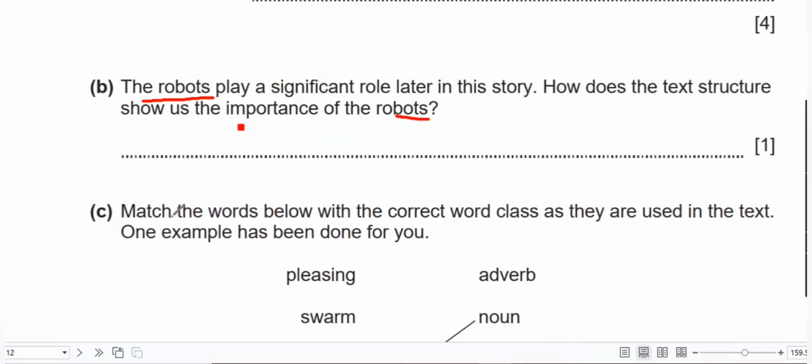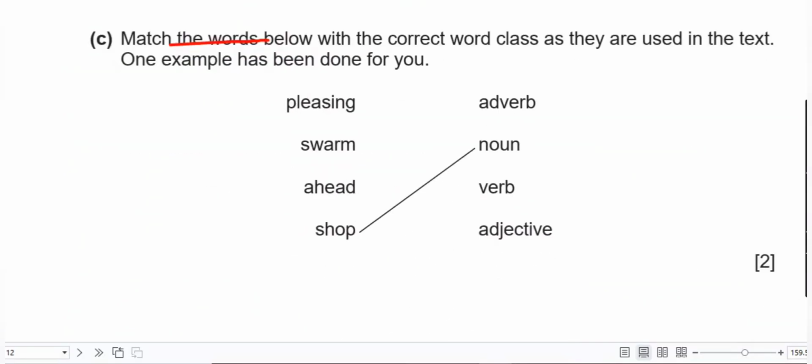Next question. Match the words below with the correct class, part of speech. Okay. So let's go. I believe this is easy. Pleasing. Happy. Cheerful. Adjective. Sure. Swarm. Ahead. Good. It's easy. Done.